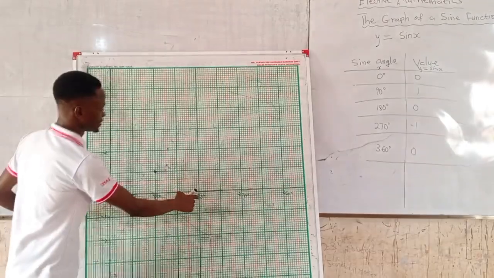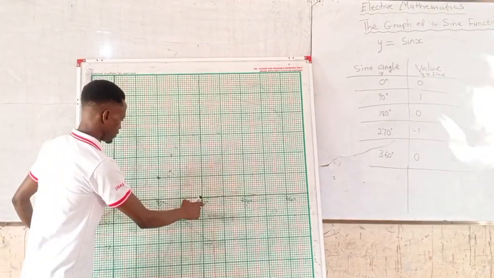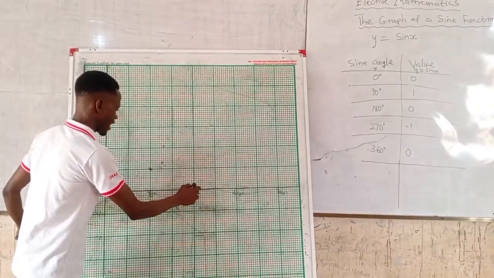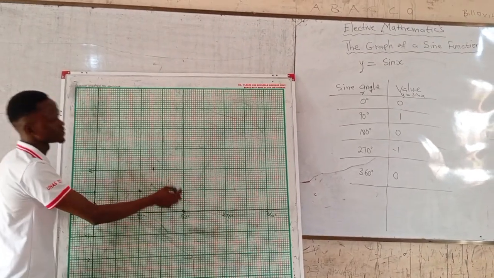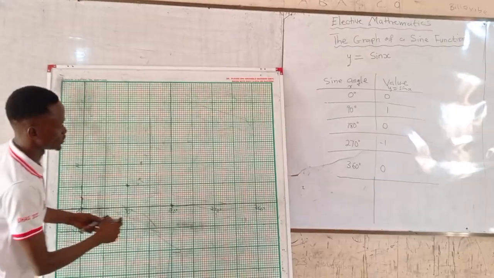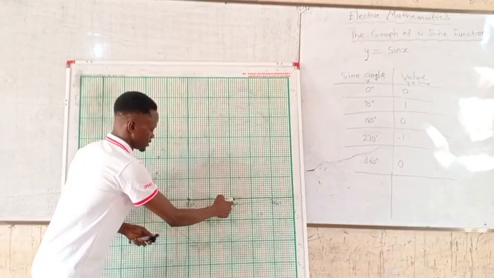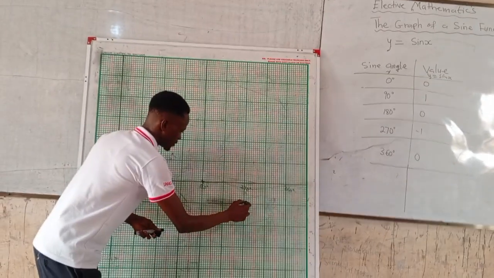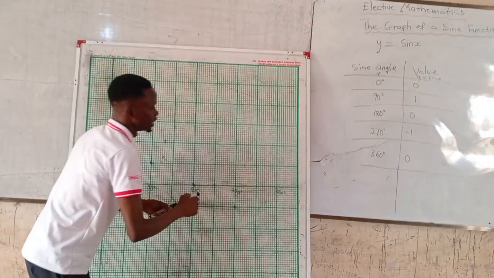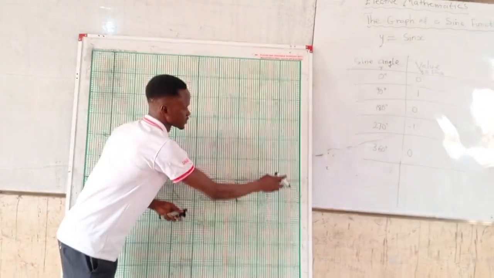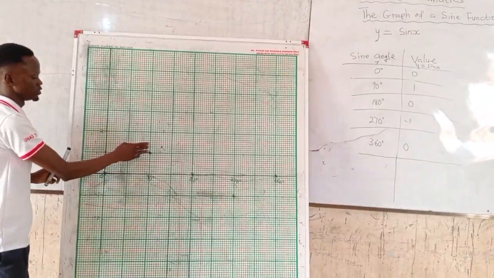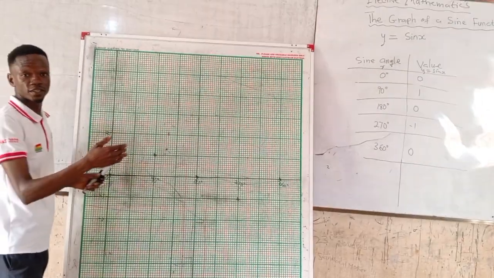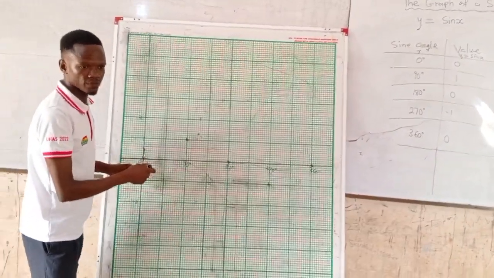Now let's go to 180 degrees. 180 degrees is 0, meaning it will lie on the x-axis. Then the next one is what? 270 degrees. Negative 1. So it will come down. Then let's go to 360 degrees. 0. Now let's draw a line through these points and observe the nature of the curve.